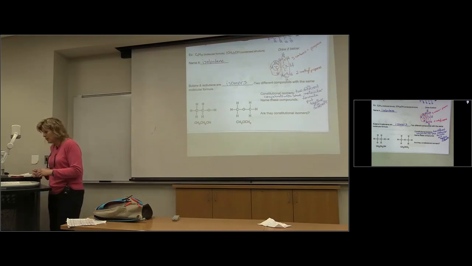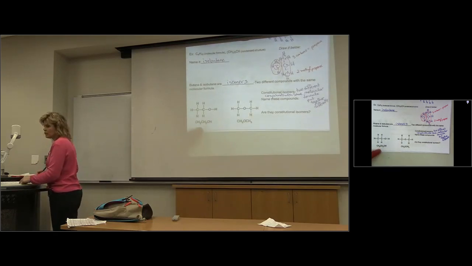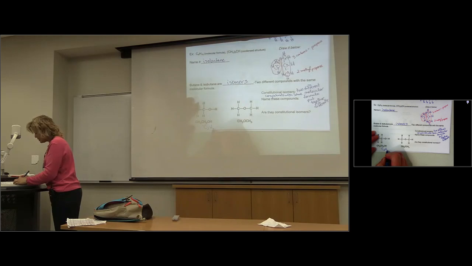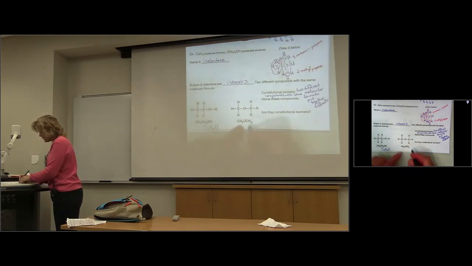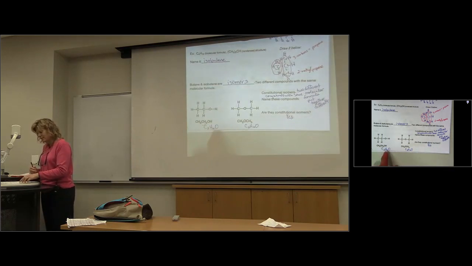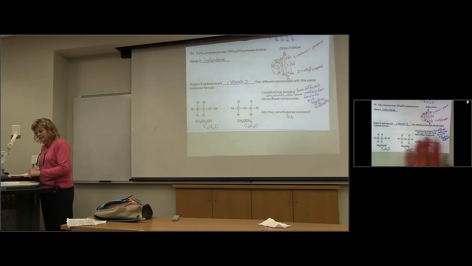What do you get? What is this? If I took it just as a straight molecular formula, what would this be? Well, give me this, not a condensed structure. Give me just the molecular formula. C2H6O. What's this one? C2H6O. So the question, are they constitutional isomers? Yes. Aren't they the same molecular formula but put together differently? Yes, they are.